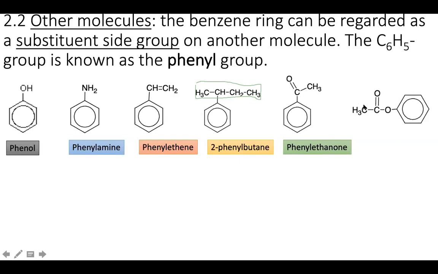Last one is again an ester. It's a different ester from the one that we saw before this, because this time the benzene is the one attached to the alcohol. So the benzene ends with YL, and this other part ends with OH. So this is an ethanoate. Okay, we don't call it a benzyl ethanoate, we call it a phenyl ethanoate.